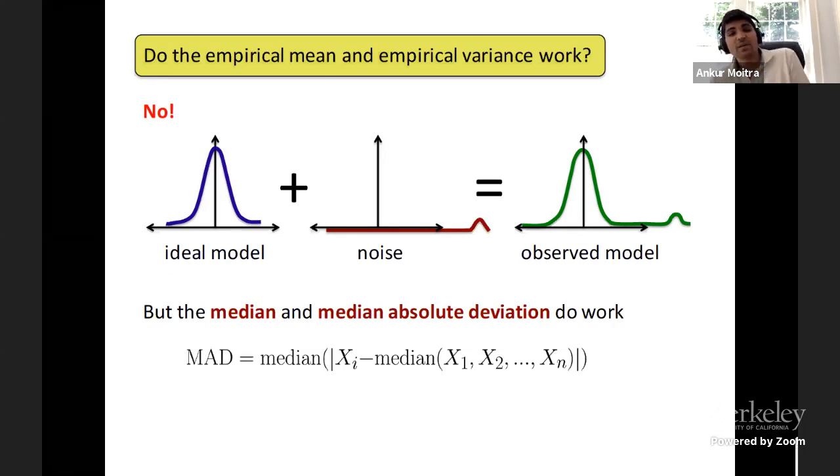So you can work with something called the median absolute deviation, where you take the median of your data, then take the absolute values of x_i minus the median, and you take the median of those things. And that gives you some rough estimate for the scale of your distribution.